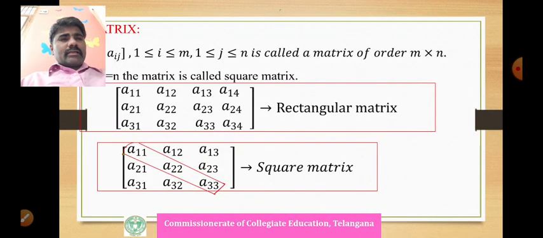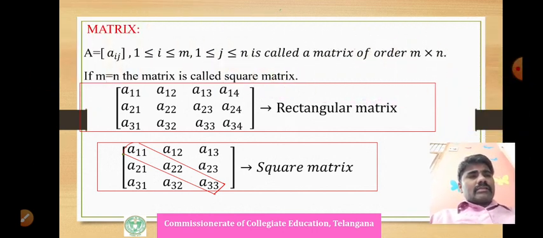A matrix is a rectangular array representation of mn elements, m into n elements arranged in m rows and n columns. Or otherwise, A is a matrix, A equals to Aij, 1 less than or equals to i less than or equals to m, 1 less than or equals to j less than or equals to n, is called a matrix of order m by n, or a rectangular array representation of mn elements arranged in m rows and n columns, i from 1 to m, j from 1 to n.